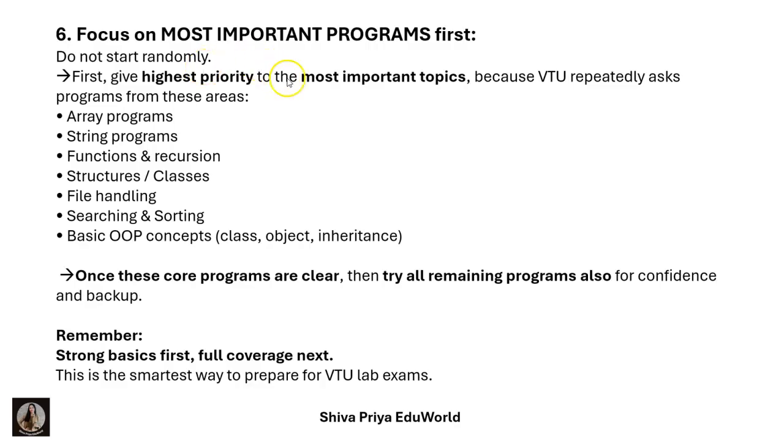Now the most important strategy for the VTU lab exam is to focus on the most important programs first. That means do not start randomly. Many students make the mistake of starting preparation randomly. Don't do that. First, give highest priority to the most important topics. Those are arrays, strings, functions, recursion, structures, classes, file handling, searching, sorting, and basic OOPS concepts, that is classes, objects, and inheritance. These are all the most important topics.